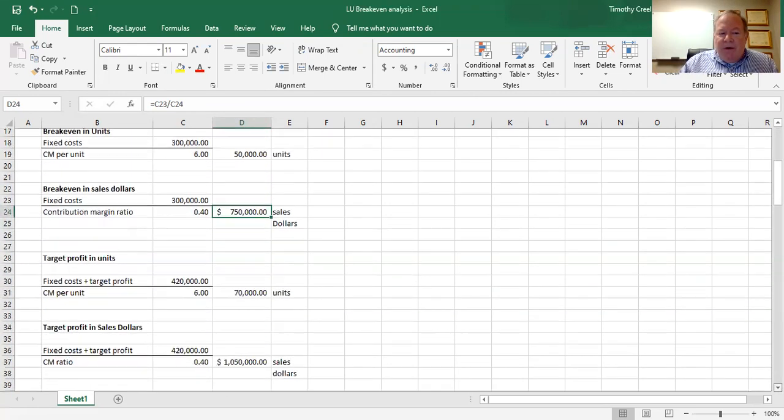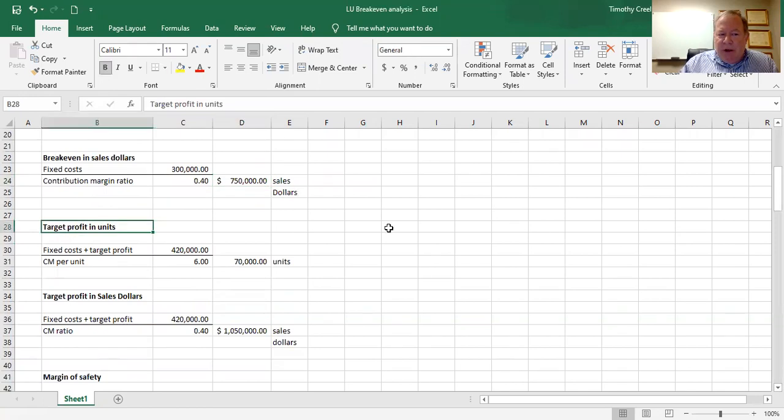Now, you can also look at this in relation to a target profit. A target profit means that not only do we want to find out how much we need to sell to break even, but how much do we need to sell to hit a certain level of profitability? So in this case, we'd take fixed cost plus the target profit. We'd divide it by our contribution margin per unit.